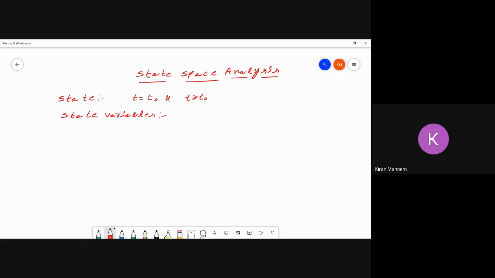The state variables of a dynamic system are the smallest set of variables that determine the state of the dynamic system, as I mentioned. So it will find the state of the system. The system is a dynamic system, right? So as a group here, we have some smallest set of variables.